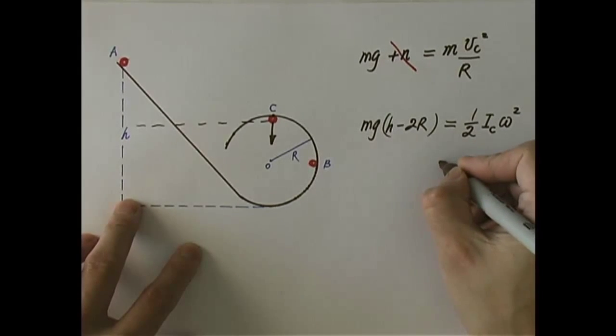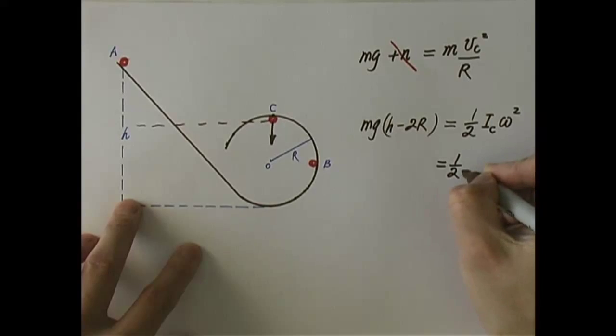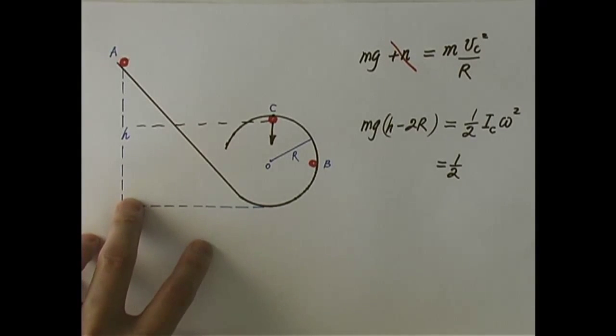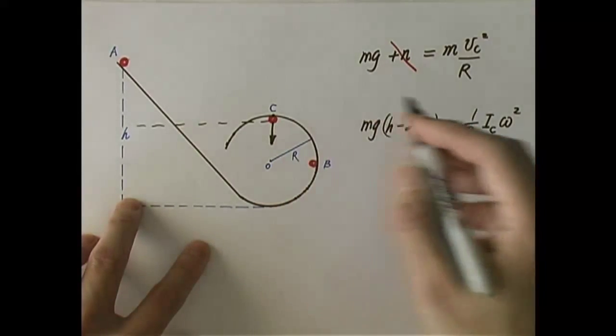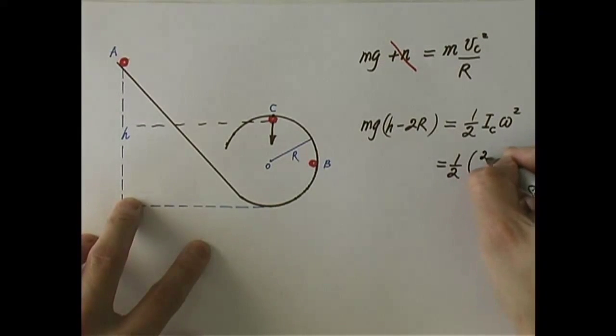I know what I_C is. We did that in the previous problem. If it's a sphere, of course, the answer is slightly different. It's 2/5 m r squared, that's for the center of mass, plus another m r squared using the parallel axis theorem, and then times omega squared.